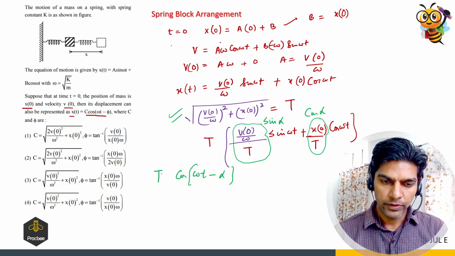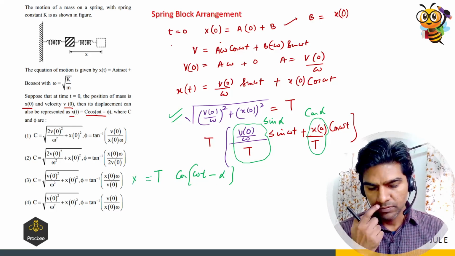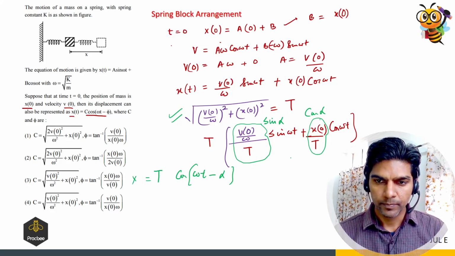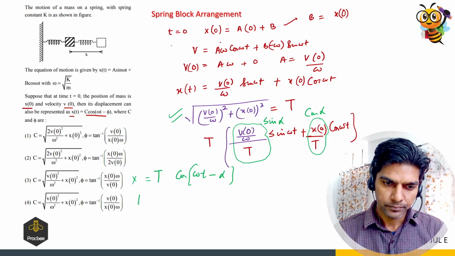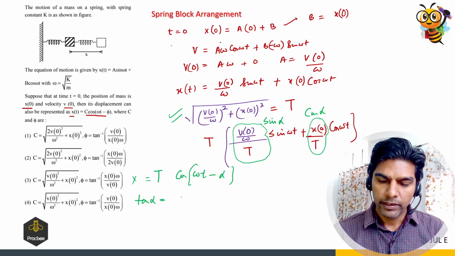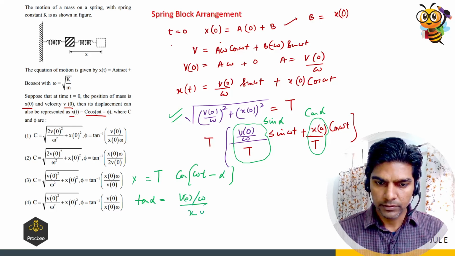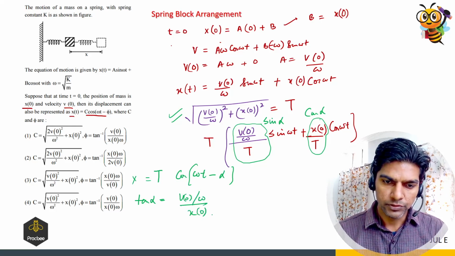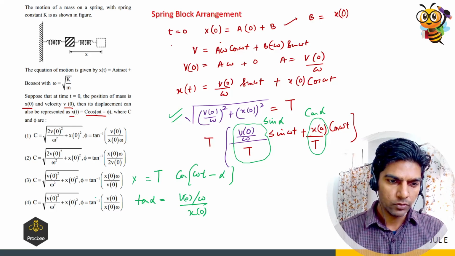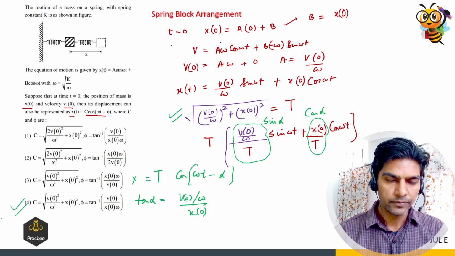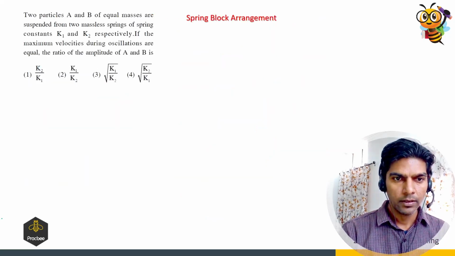And now we have written x in terms of cos, and alpha is unknown, so let us find the alpha. So tan alpha will be V by omega divided by x, the value of x at t equals 0, and t is nothing but root of this, right? So let us see which option is correct. So option 4 is matching with our answer, right? So option 4 is the right answer.